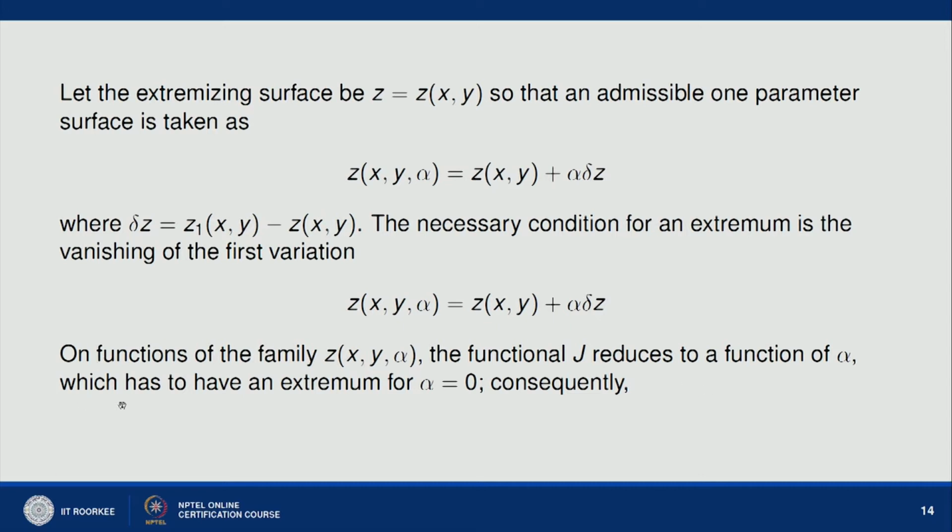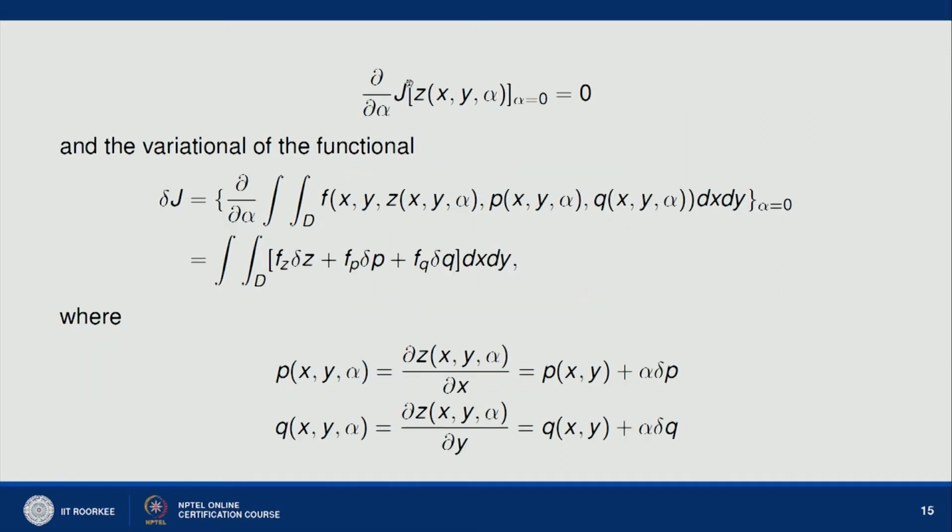So here in the same way we can say that the extrema will occur at alpha equal to 0, and hence you can say that the derivative ∂/∂α of J[z(x,y,α)] is equal to 0 at alpha equal to 0. To find this, we denote it as δJ. So δJ is equal to ∂/∂α of the functional J[z(x,y,α)]. So it means that you define your J for this one-parameter family of surfaces z(x,y,α).